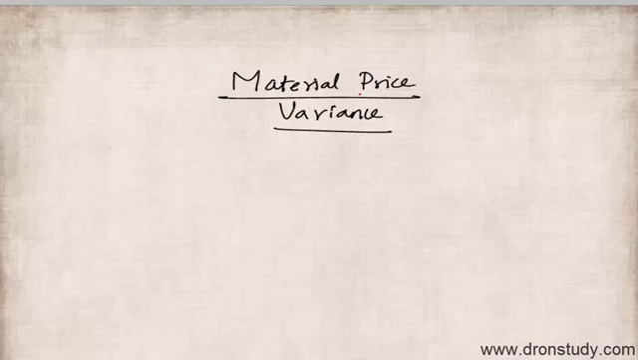See, through material price variance, we actually measure the variance which arises in material cost due to difference in actual material price and standard material price. That is why you are getting material price variance. It is because your actual material price is differing from standard material price. So how do you find this material price variance?